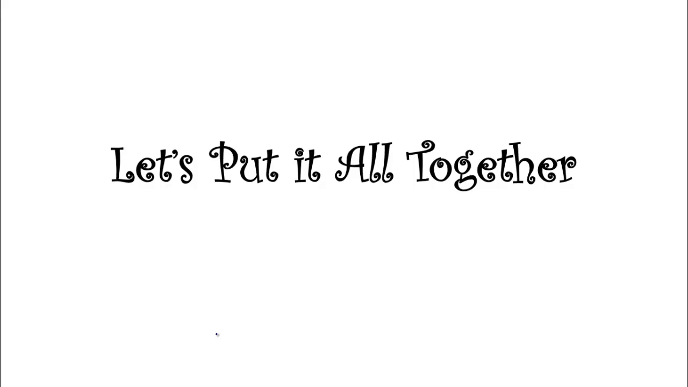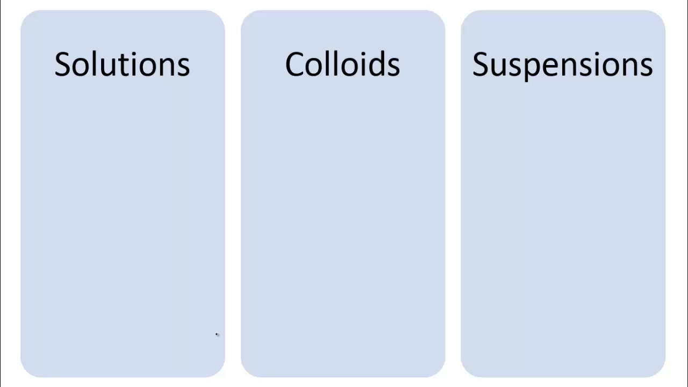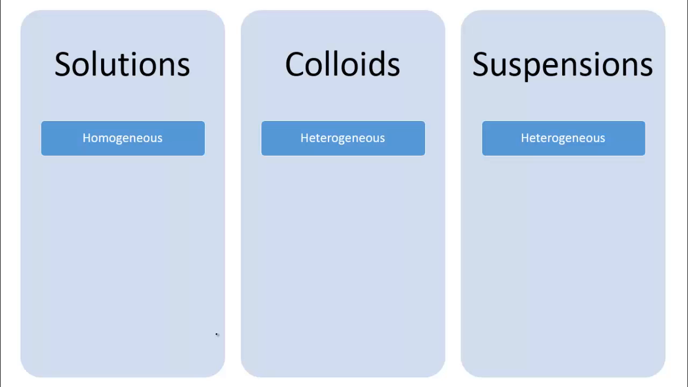So let's pull it all together and list these so we can compare them side by side. We've got our three types of mixtures: solutions, colloids, and suspensions. Let's classify them by how they separate out. Solutions are homogeneous mixtures. Colloids are considered heterogeneous, because you could get areas or pockets that are a little bit different. And then suspensions, of course, are heterogeneous.